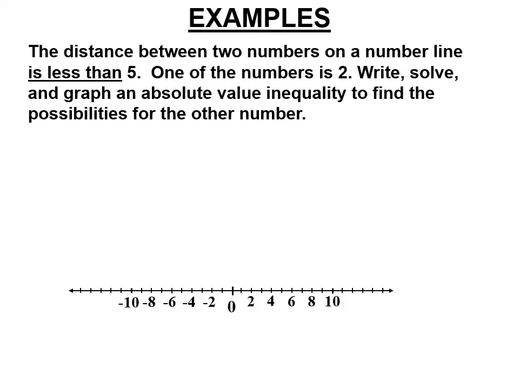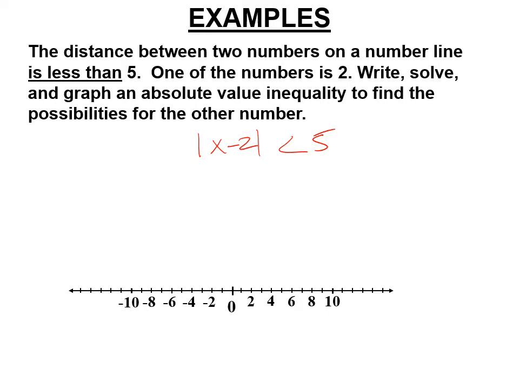All right, the distance between two numbers on a number line is less than 5. One of the numbers is 2. Write and solve and graph an absolute value inequality to find the possibilities for the other number. So the distance between numbers is the absolute value of their difference.